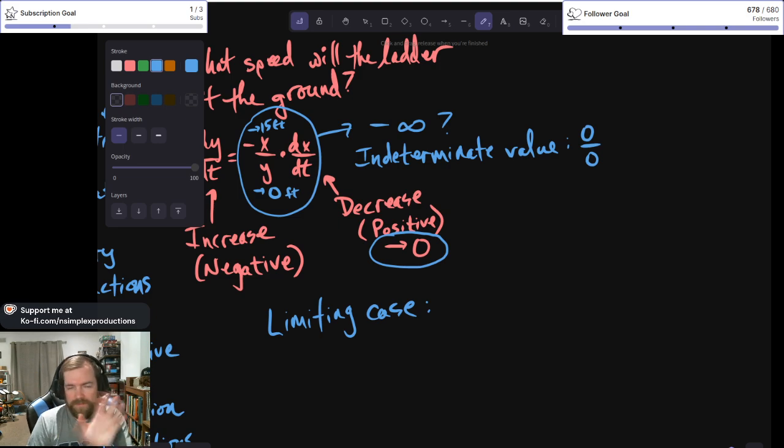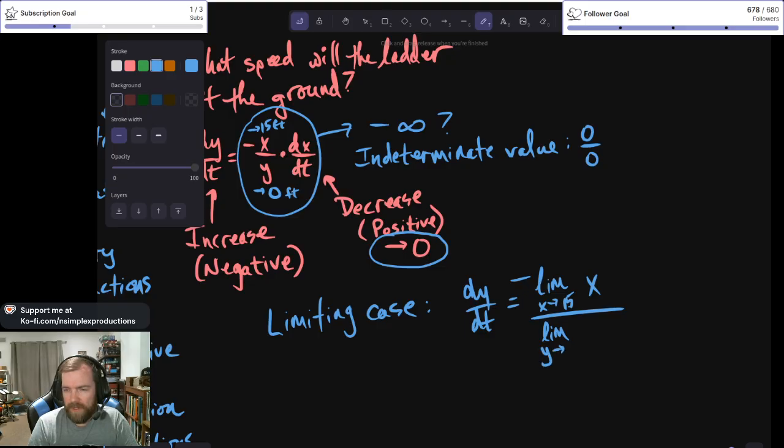Okay, so we have dy dt is equal to, here again, the limit as x goes to 15 of x over, I mean this is not really going to help all that much, but, gross.